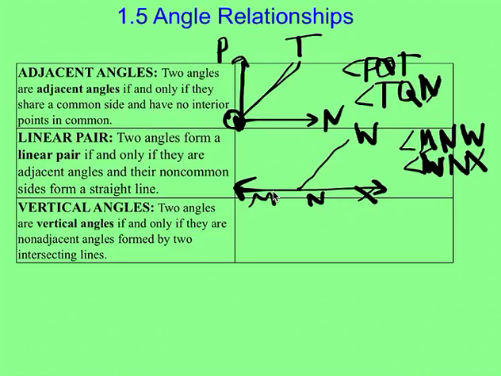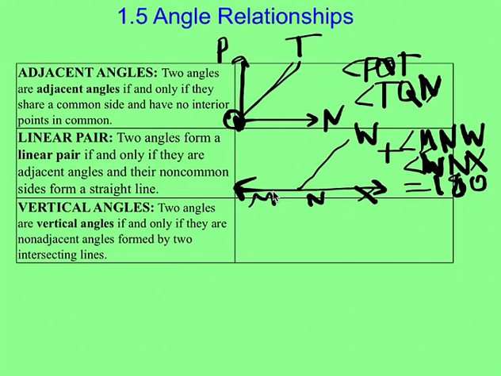Now, something important to know. Those two are linear pairs. If those two are linear pairs, then their sum is going to be equal to 180. So that's what a linear pair is.